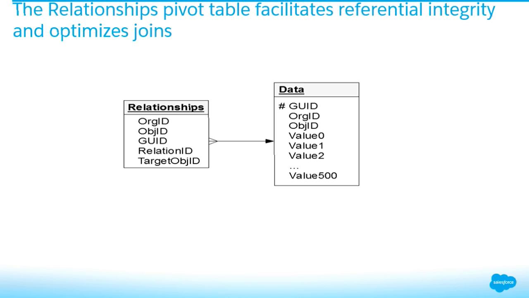So these relationships are actually defined in this relationships table. So the org ID, object ID, the global unique identifier, and relation and target object. So you're saying, is it a lookup, or is it a master detail, or is it whatever? So you have a relationship there, and then we have the target object. So you're able to do the cyclical links via this one particular table. And it's actually indexed both ways. So you can either go from the data to the parent or from the parent to the child. So you can actually do it either way around. And that's how that works.